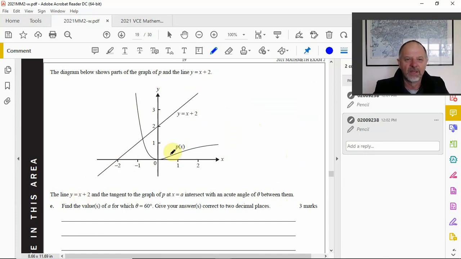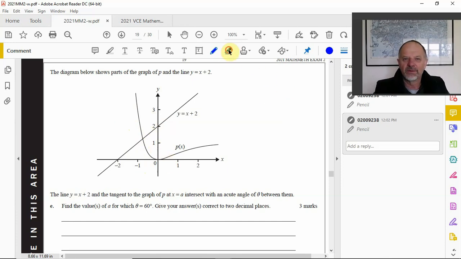All right, line y equals x plus 2 and the tangent of graph P at point A intersect with an acute angle of theta between them. All right, so between this line and the tangent, wherever that tangent is, you've got theta. Now, that angle could be measured this way, or it could be measured this way.